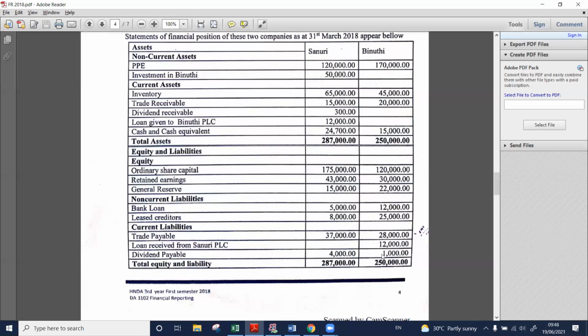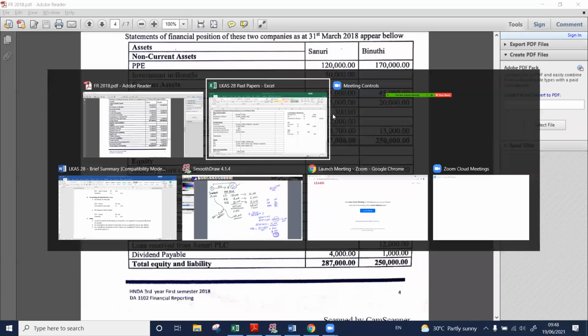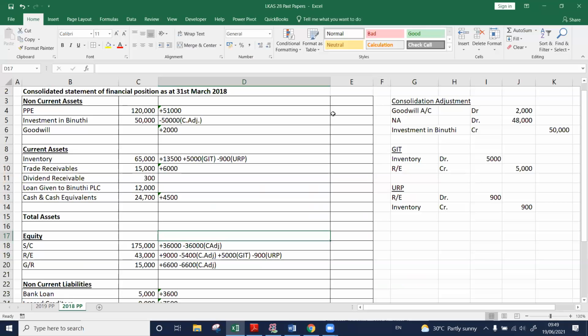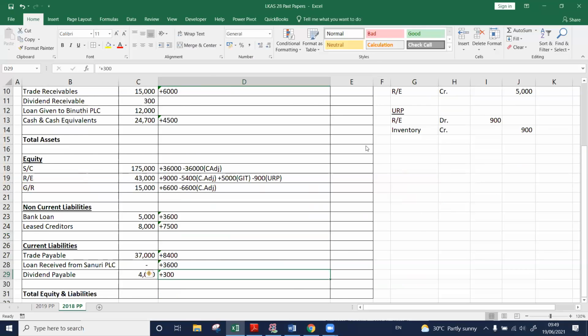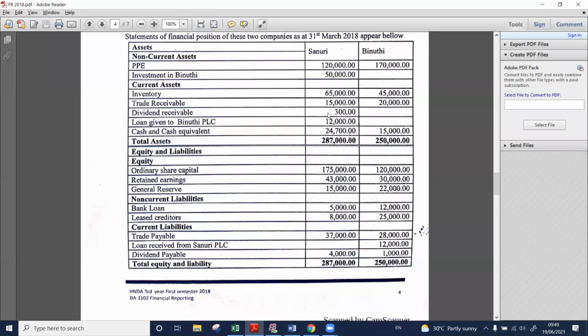This 300 we have debited as dividend receivable. Though the payable is 1,000 for them, for Sanuri PLC only 300 is receivable. They have recorded that in dividend receivable. No issue. But here what we need to do? We need to eliminate the intercompany balance. What is the intercompany balance here? Within their payable of 1,000, there is 300 that we are to receive. We have recorded that as our receivable. So this one we need to eliminate. We need to set off, right?